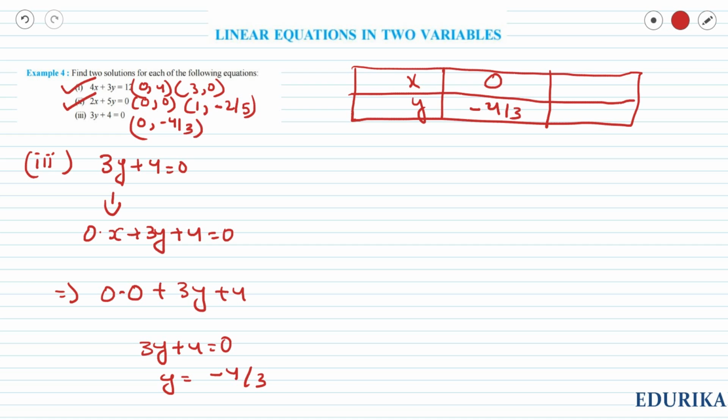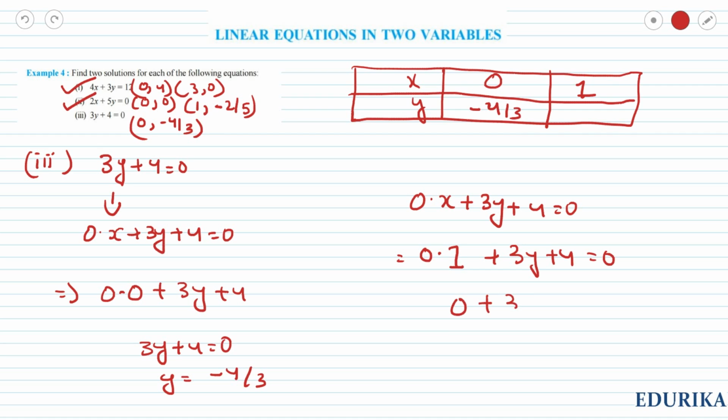Now if you put the value of x to be 1, you'll get the same, that is minus 4 by 3. Let's see how. The equation is what? 0 into x plus 3y plus 4 is equal to 0, right? And if I put the value of x to be 1, here it will be 0 into 1 plus 3y plus 4 is equal to 0, and 0 into 1 is what? It is 0 plus 3y plus 4 is equal to 0, and y is equal to minus 4 by 3, right? So this is the value of y, that is again minus 4 by 3. So the other solution comes as 1 comma minus 4 by 3.